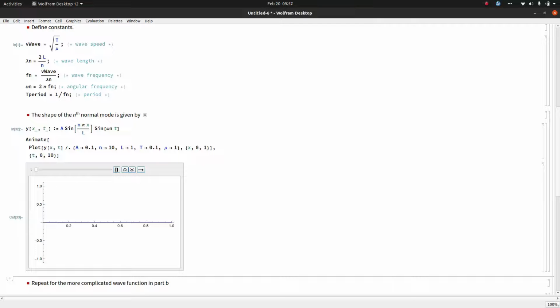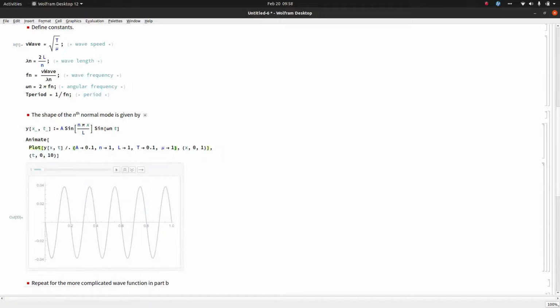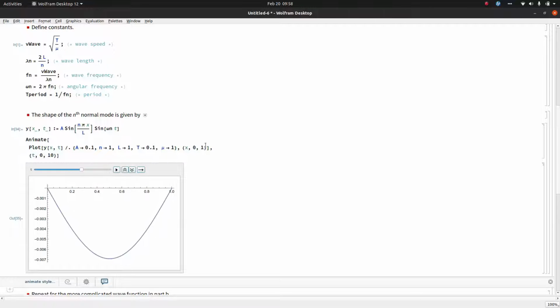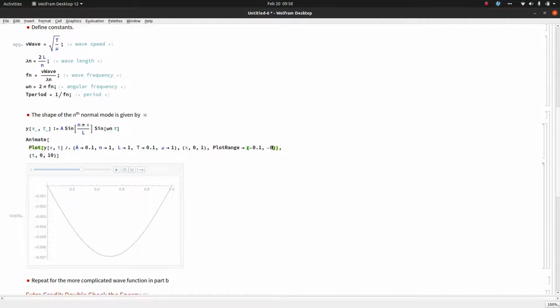And we should see, probably want to do a lower mode number because that's going to oscillate way too quickly. And I need to put a plot range in here because it's going to resize the range and it's not going to look super nice. So we'll plot that for a range that's just the amplitude. We'll go from minus 0.1 to 0.1 since I've chosen an amplitude of 0.1.